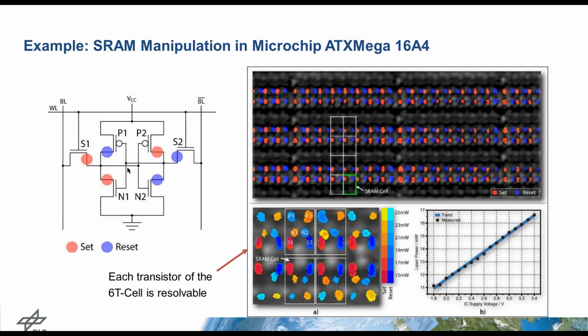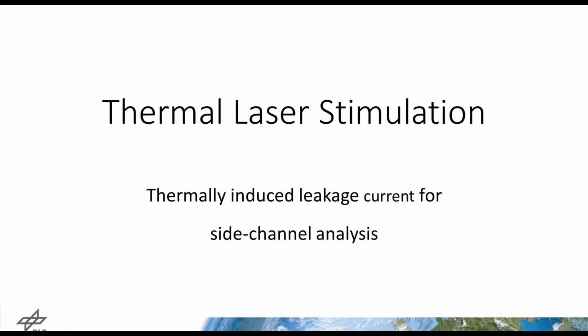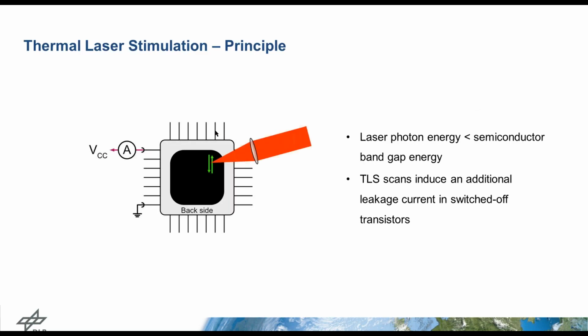So as a last example for a laser method is thermal laser stimulation. This is mainly used for side channel analysis, but can also be used for failure analysis. Here, the principle is similar. We are going with a laser over the IC, but this time the photon energy is less than the bandgap energy. That means we are not able to generate free charges.